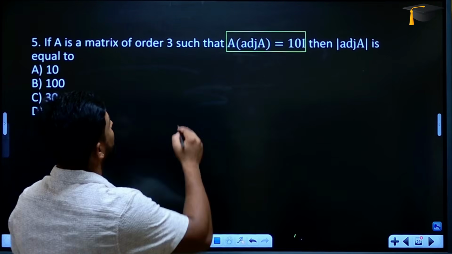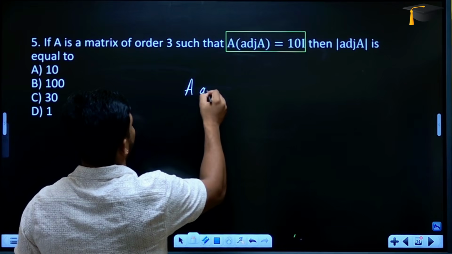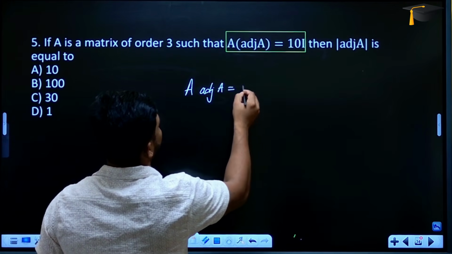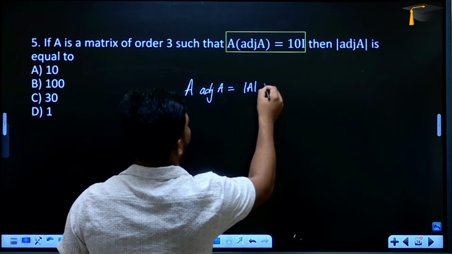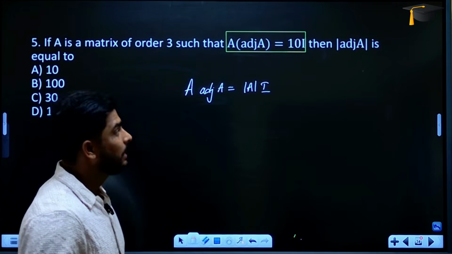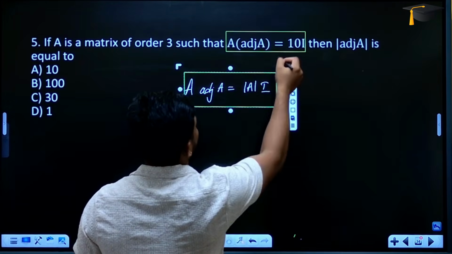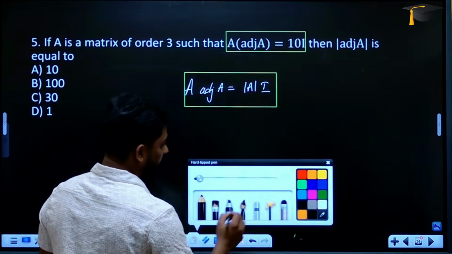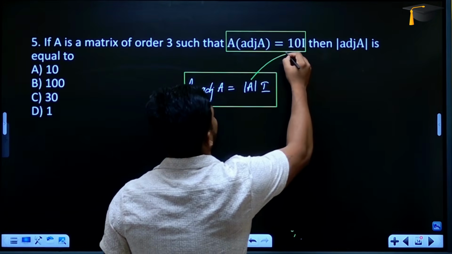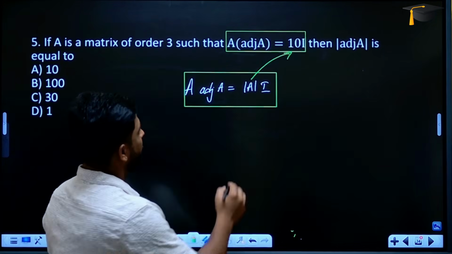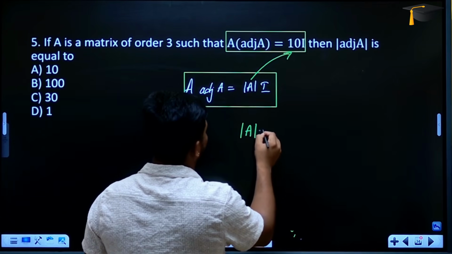The first one is A into adjoint of A. A into adjoint of A is equal to determinant of A into I. Now if I rewrite this and compare with this top formula, look at this. In place of determinant of A, we have 10, correct? So we can easily say that determinant of A is equal to 10.